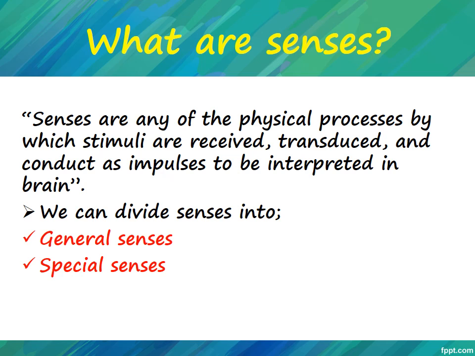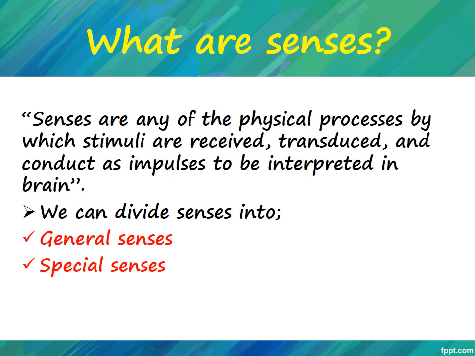Now the question is, what are senses? Humans have 5 basic senses: touch, sight, hearing, smell, and taste. The sensory organs associated with each sense send information to the brain to help us understand and perceive the world around us. So that's how senses are helpful. Senses are basically the physical processes that receive the stimuli, and then they transduce and conduct an impulse that has to be interpreted by the brain.